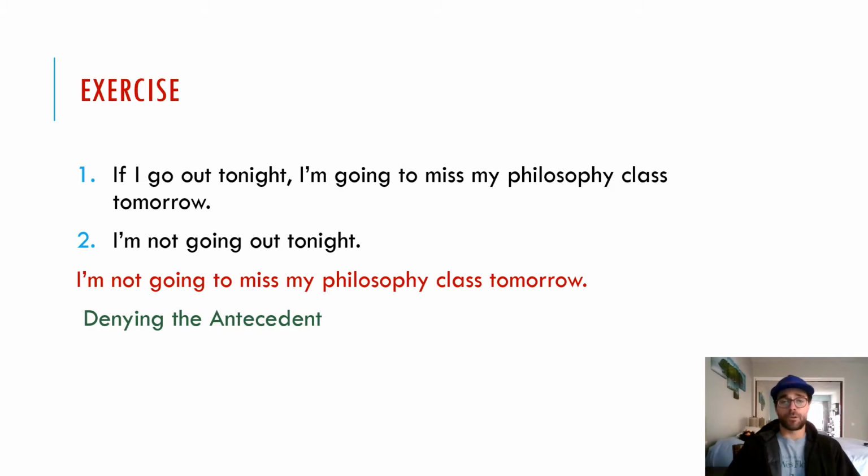But just because I don't go out doesn't mean I won't also miss my philosophy class for other reasons, so I can't necessarily get to the conclusion that I'm not going to miss my philosophy class tomorrow. So here we're denying the antecedent, and what looks like a good if-then argument becomes invalid because the premises just do not lead to the conclusion.